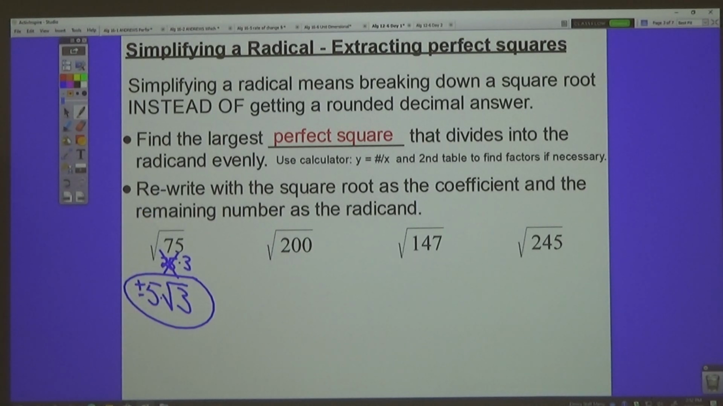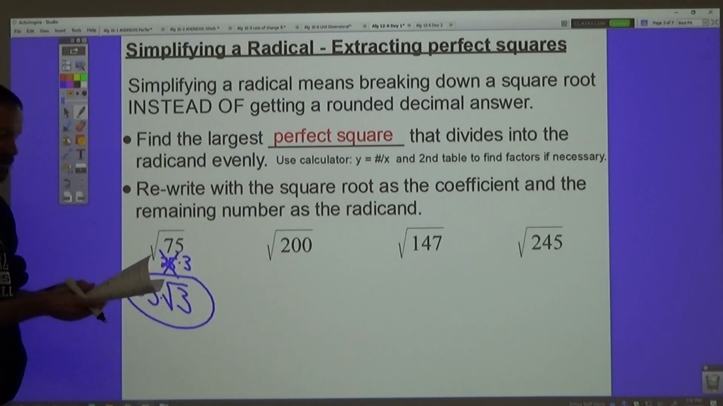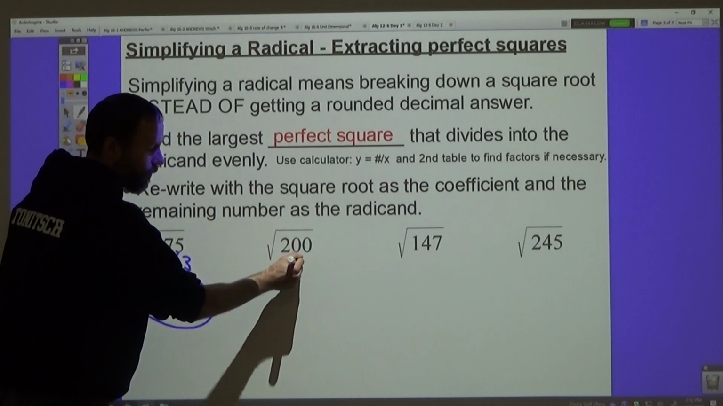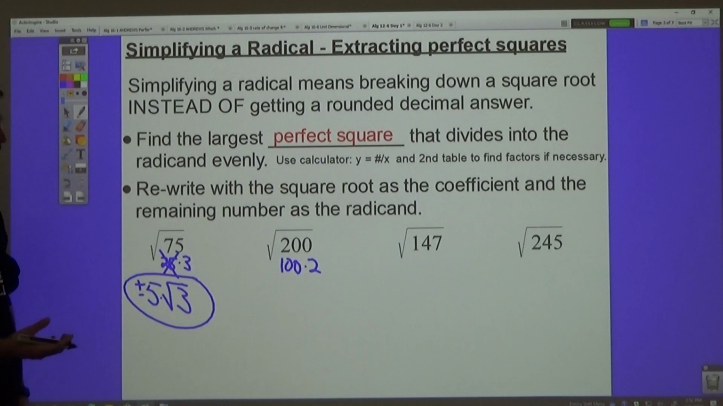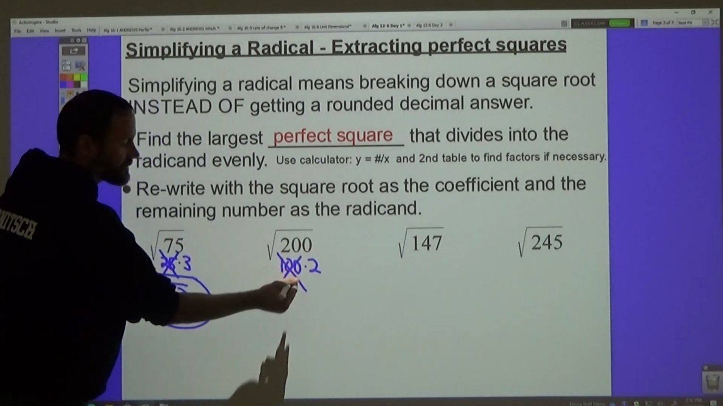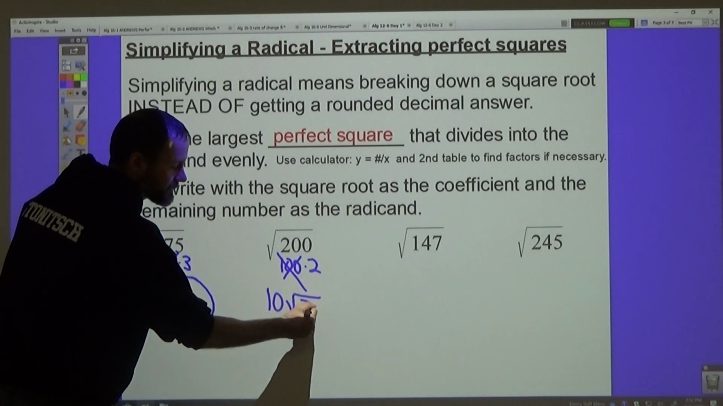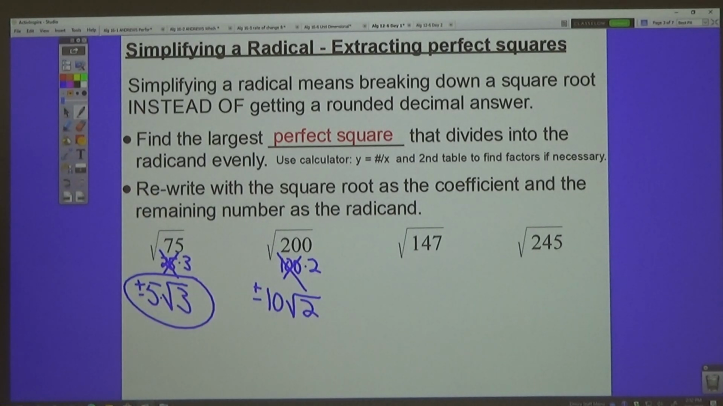The square root of 200, and that's all that we're doing is simplifying radicals, so if you didn't understand that one, just hold on. The square root of 200. Well, what times what is 200? I know that 100 times 2 is 200, 100 being a perfect square. 100 is really 10 times 10, so cross off the 100, bring out the 10. That becomes 10 radical 2, and it's really plus or minus 10 radical 2.